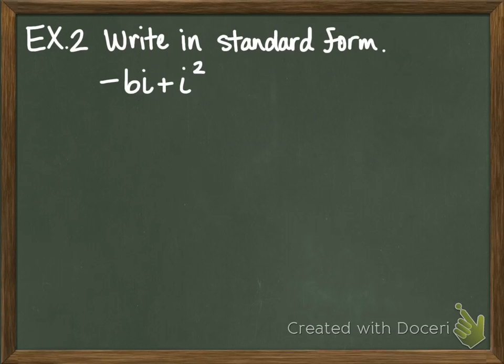Okay, number 2, same thing. Let's simplify and write in standard form. So the first thing I notice here with -6i plus i squared is that i squared can be changed to -1. So this is going to be -6i minus 1. Then I need to rearrange it to put it in standard form. You always put the real number first and then the imaginary part. So this is going to be -1 minus 6i.